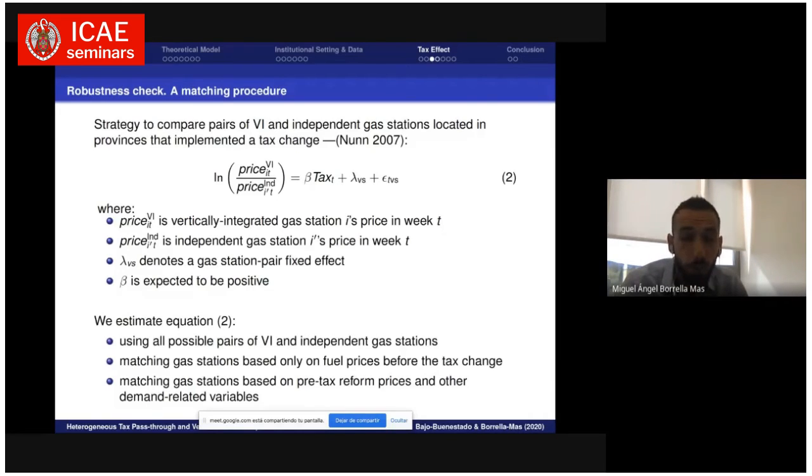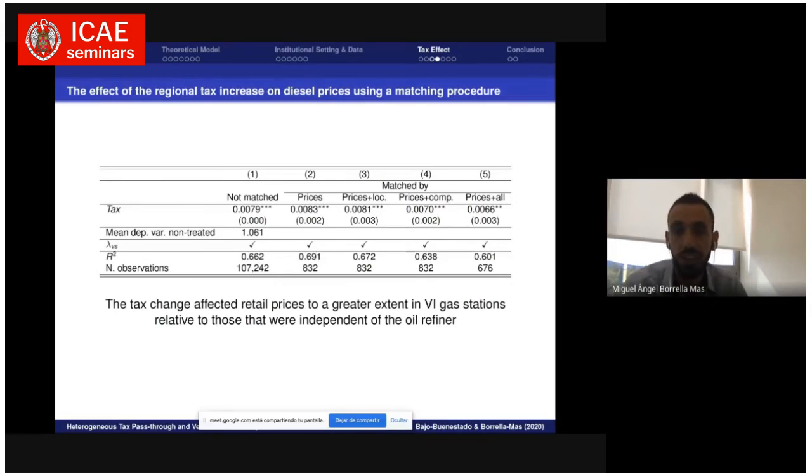To overcome this potential problem, what we do is restrict our comparison to pairs of vertically integrated and independent gas stations with similar demand characteristics. For doing so, we first match gas stations based only on the fuel prices before the tax change. The idea here is that gas stations that had similar prices before the tax reform were likely to face similar market demands. In addition, we are going to match these gas stations based on the same pre-tax reform prices and other demand-related variables. And we are going to do this, let me go directly to the results.